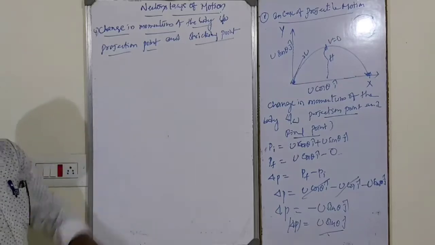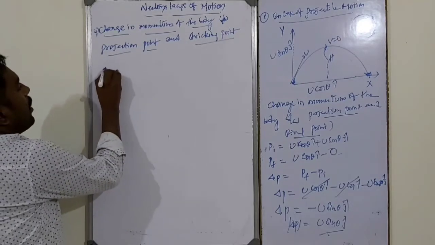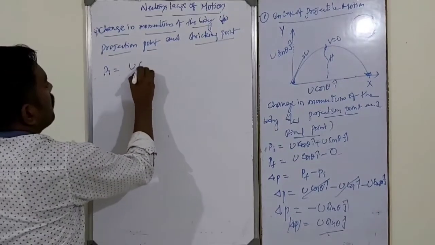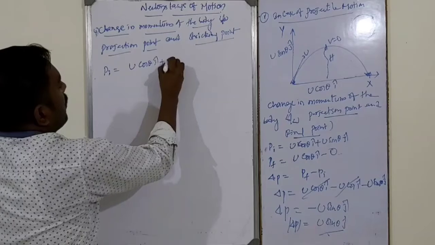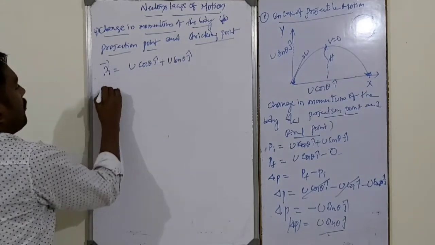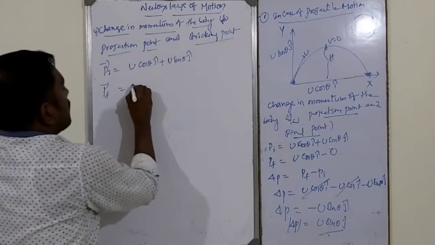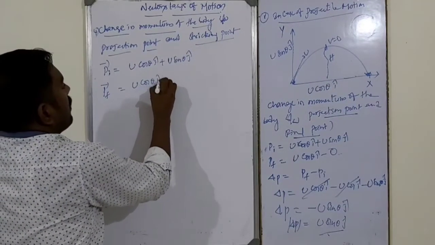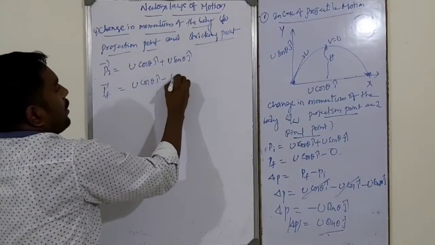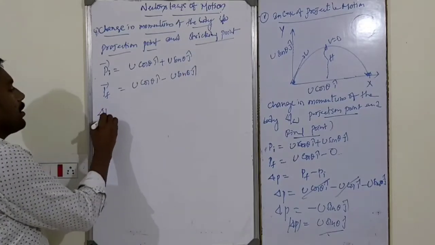So what is the change in momentum of the body between the projection point and the striking point? Initial momentum is u cos theta i cap plus u sin theta j cap. Final momentum has the horizontal component and also the vertical component, but in the reverse direction, minus u sin theta j cap. Then what is the change in momentum?